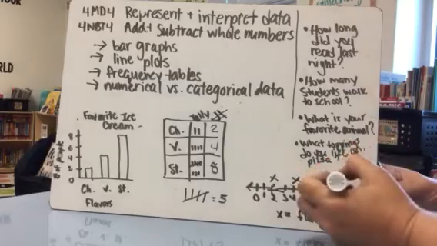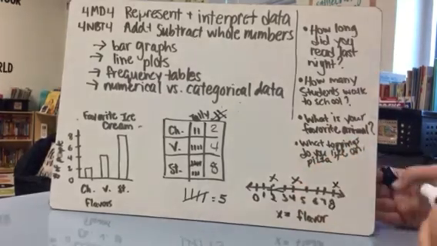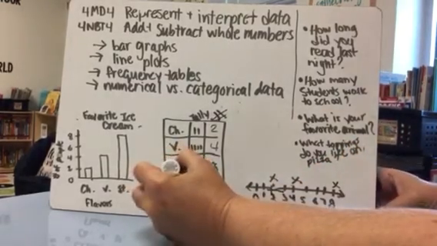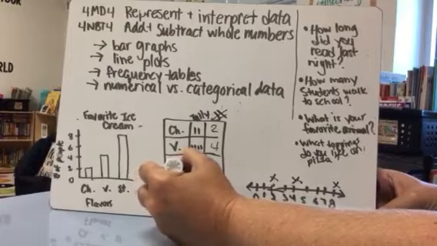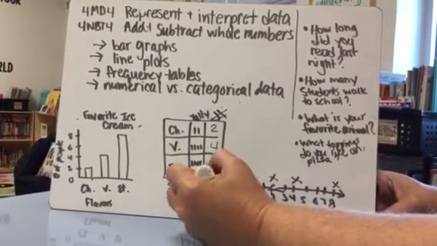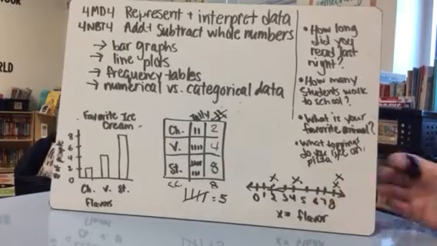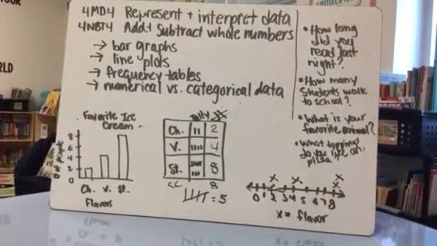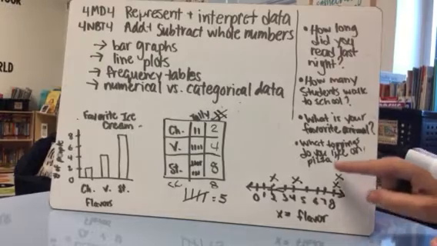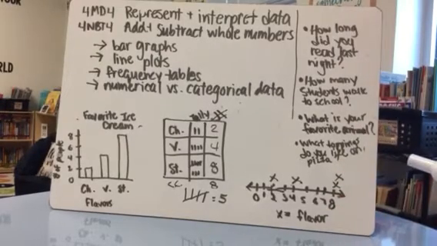Strawberry had 8 votes. Now let's say if we had chocolate chip in our survey, and chocolate chip, CC, also got 8 votes. Then I would go ahead and put an X on top of the strawberry X to show that 2 flavors received 8 votes.